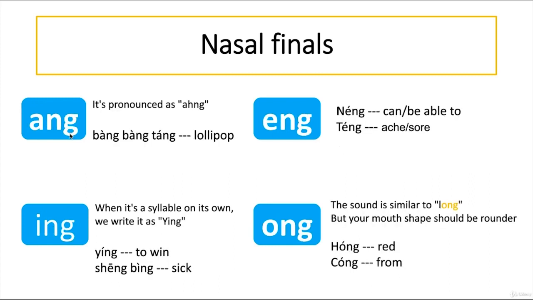The next one will be ang. Remember how we pronounce ng in English? Hold your tongue back as much as possible. Ang is pronounced similar to on in English. Lollipop in Chinese is 棒棒糖. The next one will be ong.